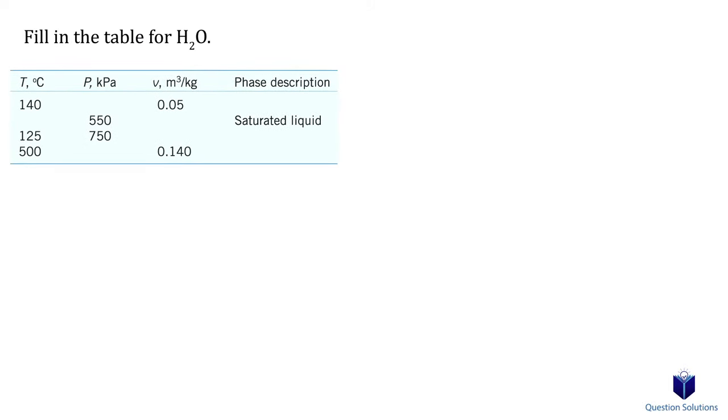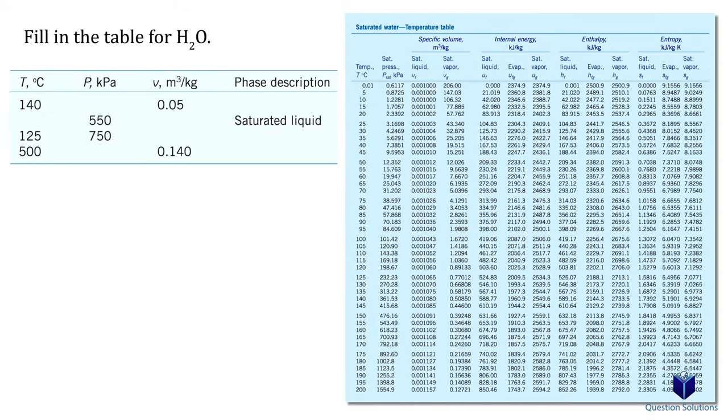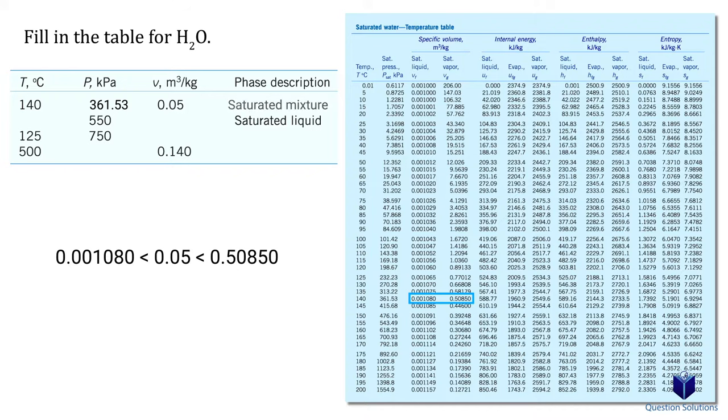In this problem, we have to complete the table for water. Let's look at the first row. We're given the temperature and specific volume, and we need to find the pressure. So that means we need to look at the temperature table for water. We see that at 140 degrees Celsius, the pressure would be 361.3 kilopascals. We also see that our specific volume is greater than the saturated liquid specific volume, but less than the saturated vapor specific volume. That means this is a saturated mixture, since it's between the two values.